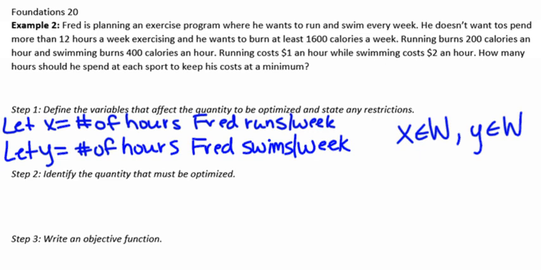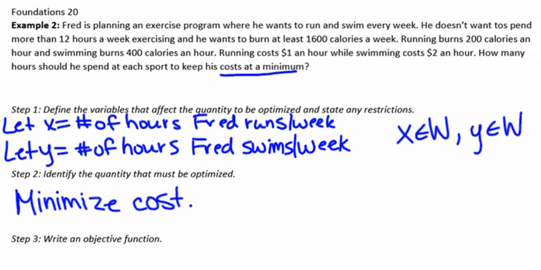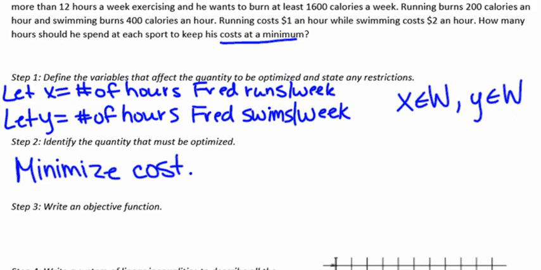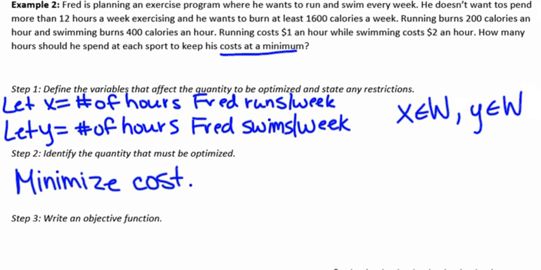Step 2, identify the quantity that must be optimized. So what are we trying to do? Minimize our costs. Step 3, write that objective function. So again, if we're minimizing cost, I need to write a function in terms of money. So cost equals however much it costs to run and however much it costs to swim. So $1 per hour of running plus $2 per hour of swimming.